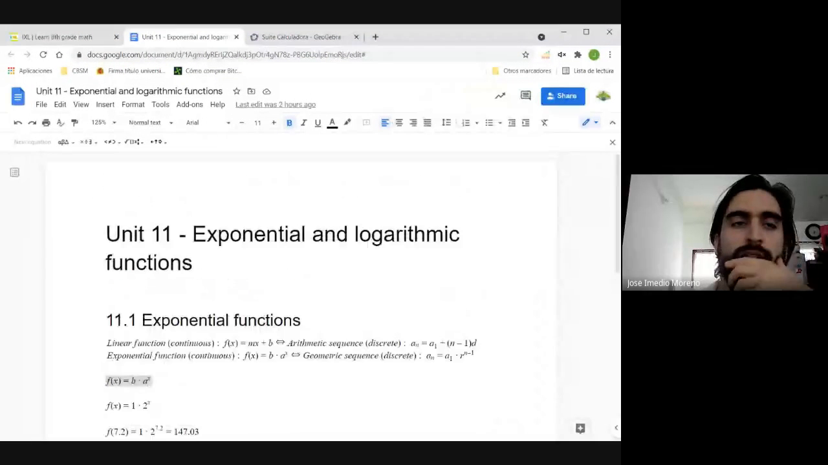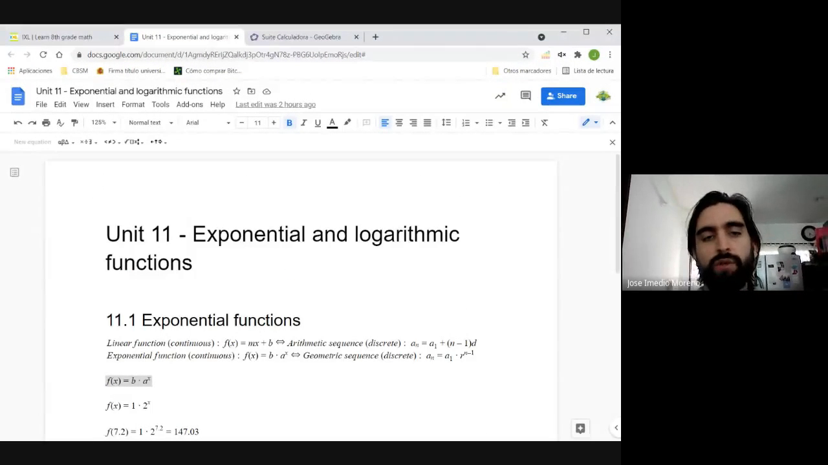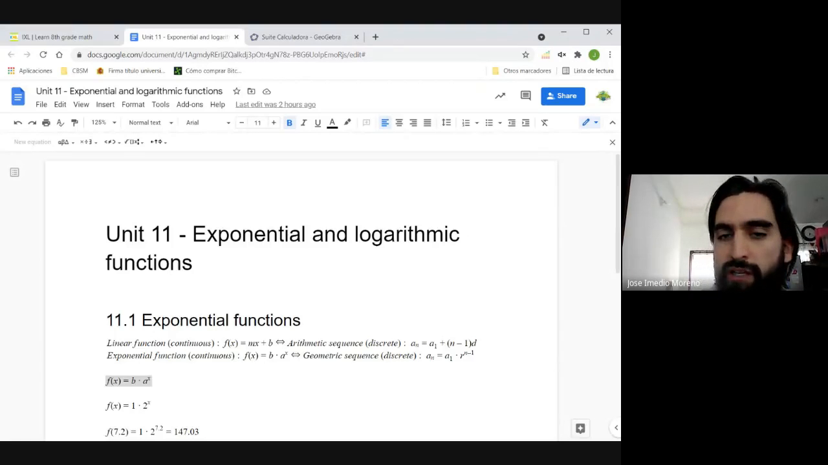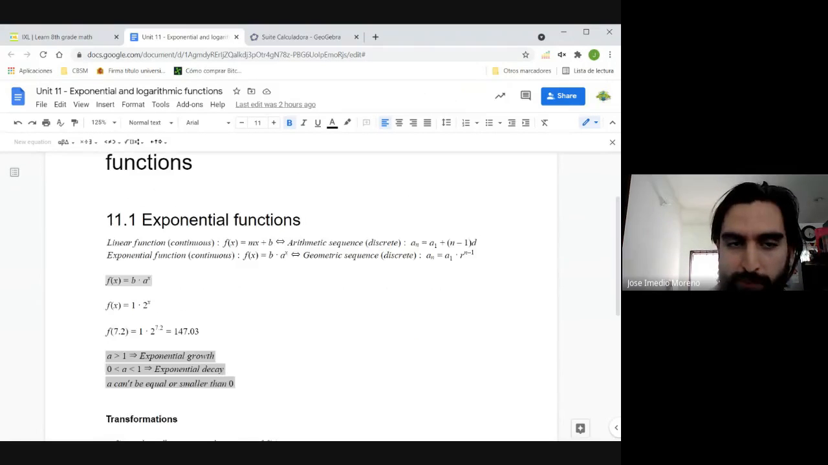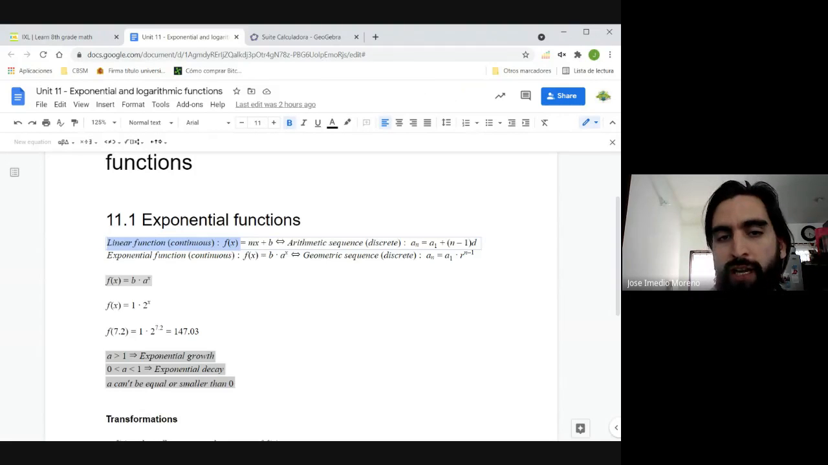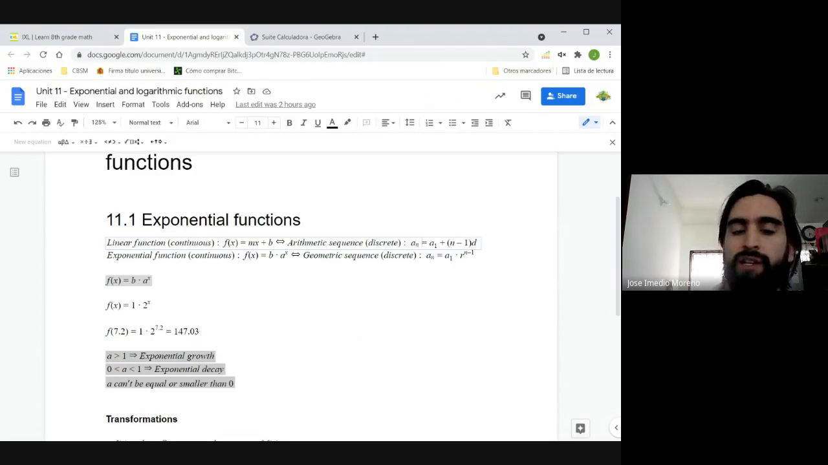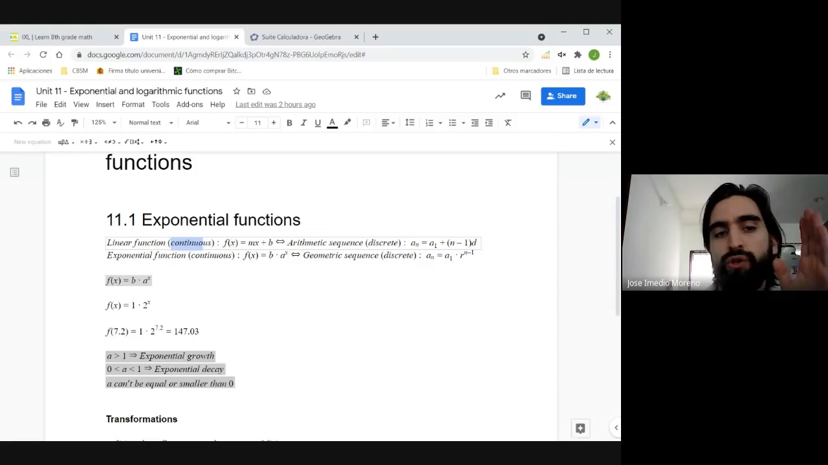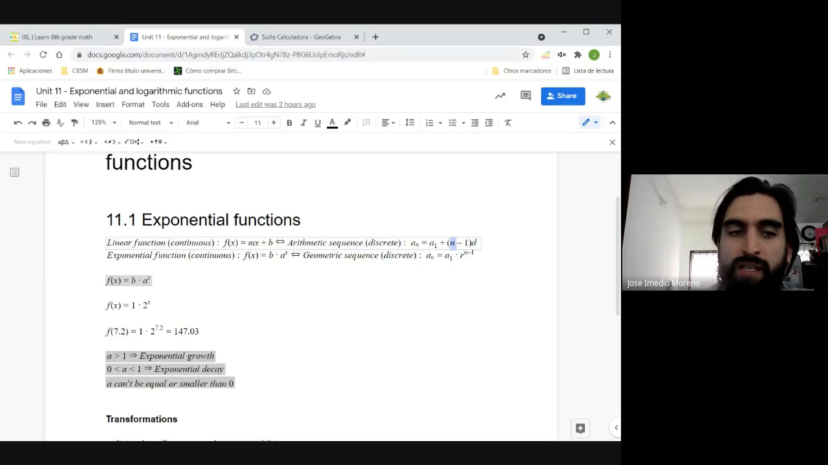Okay, guys. So, as I was explaining yesterday, we're starting the new unit, Unit 11, exponential and logarithmic functions. As you know already, linear functions correspond to arithmetic sequences, in the meaning that they describe the same type of pattern, but a linear function uses a continuous variable, which is usually x, and an arithmetic sequence uses a discrete independent variable, which is usually n. Same thing happens with exponential functions and geometric sequences.